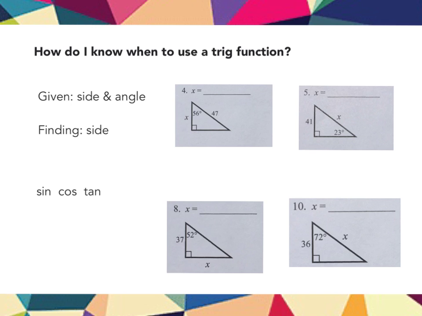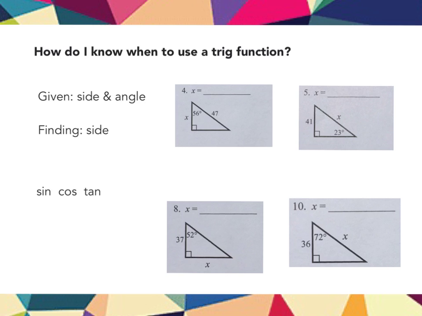Let's start with trigonometry, and we'll start with just our regular trig functions, sine, cosine, and tangent. So if you're wondering how to know when you need to use a trig function, what you're looking for is a problem where you're given a side and an angle, and you're finding a missing side. So you'll see a lot of these on the mile marker, and problems 4, 5, 8, and 10 on this first practice are all problems that we'll use a trig function for.